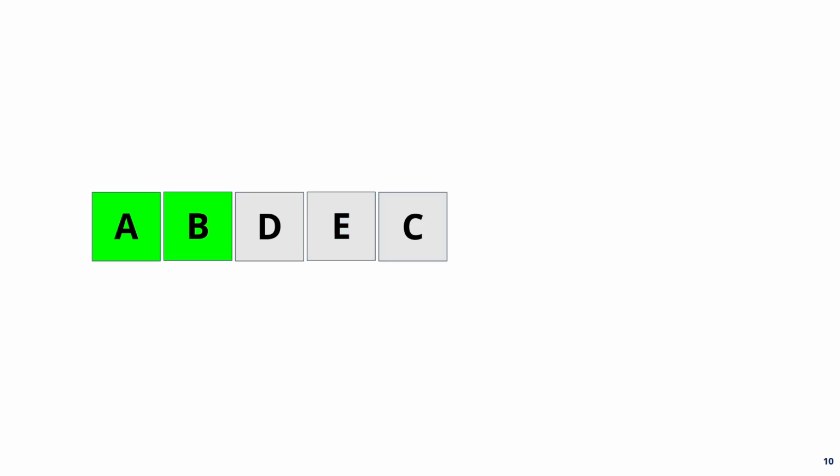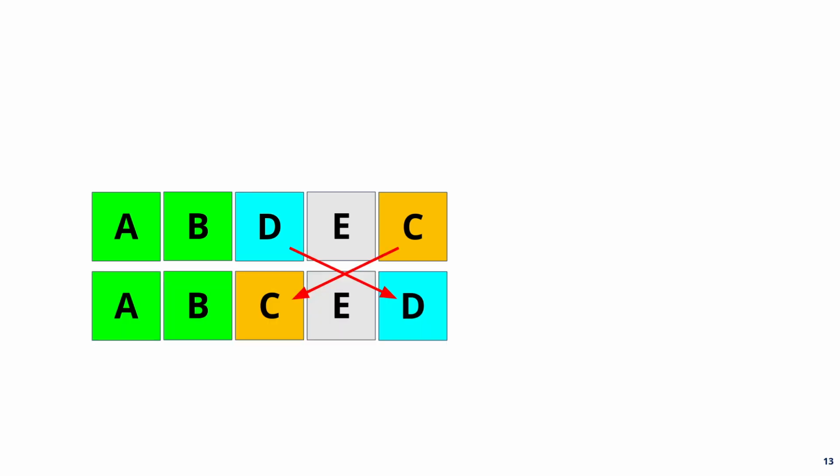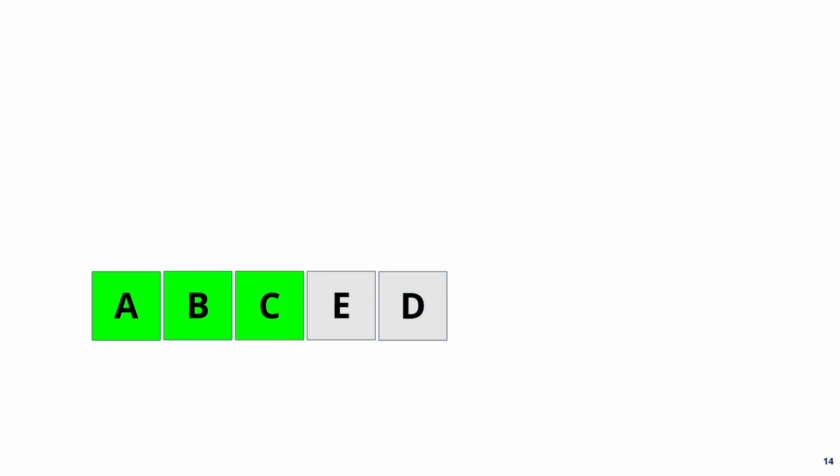Now we look for the next smallest value. This is C. We know where we want the C to go. We want the C to go after the B. The D happens to be there, so we're going to swap those. We look for the next smallest value. That's D. We know where we want it to go, which is right after the C. That's where the E is.